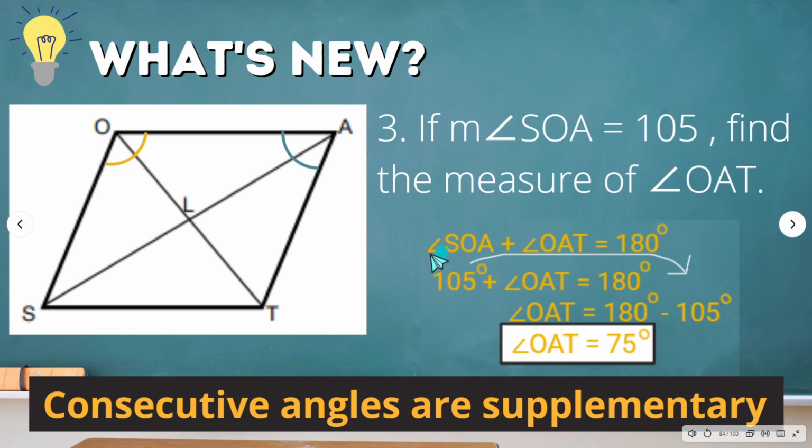Substitute the value of angle SOA, 105 degrees, plus angle OAT, which we have to find, equals 180 degrees. In order to get angle OAT, transpose this, so 105 degrees will become negative 105. So we have angle OAT equals 180 degrees minus 105 degrees. That will give us 75 degrees. Correct.